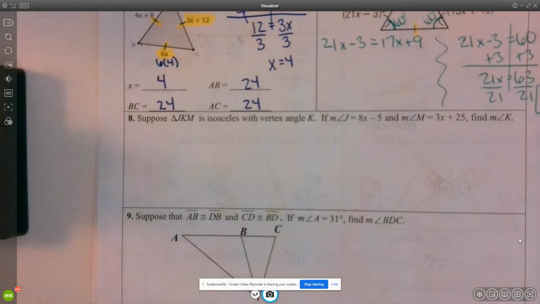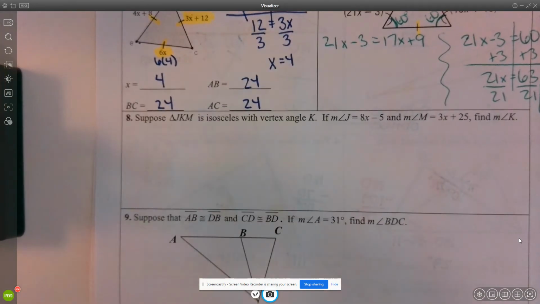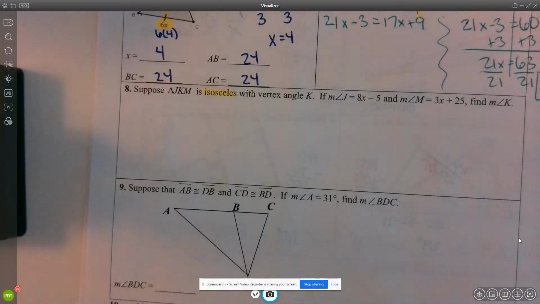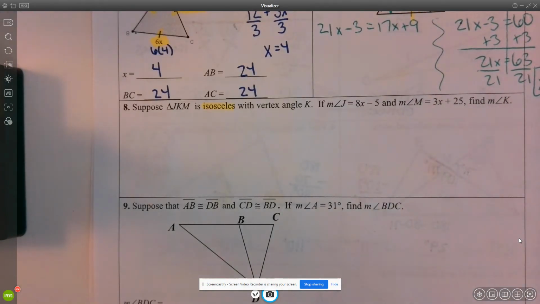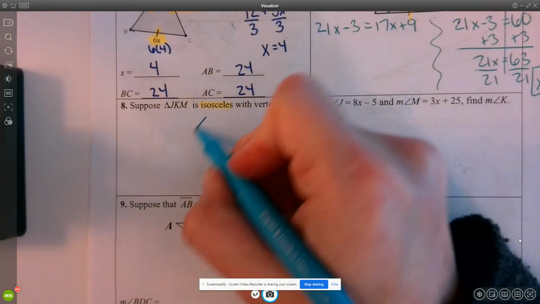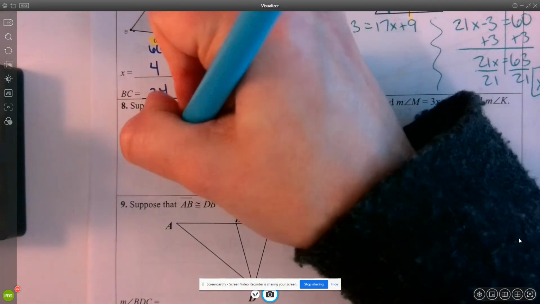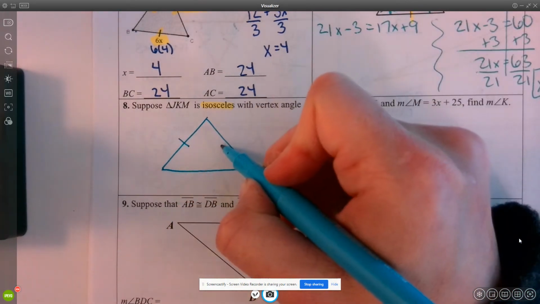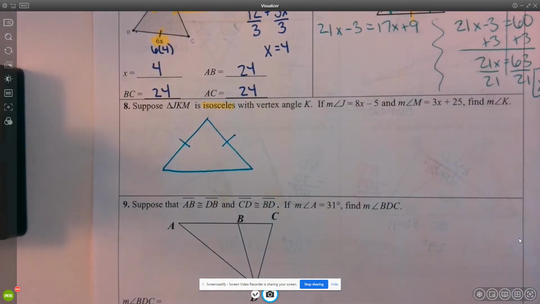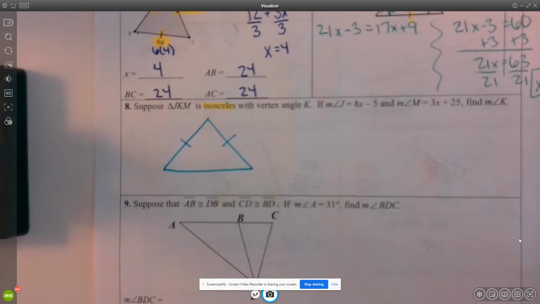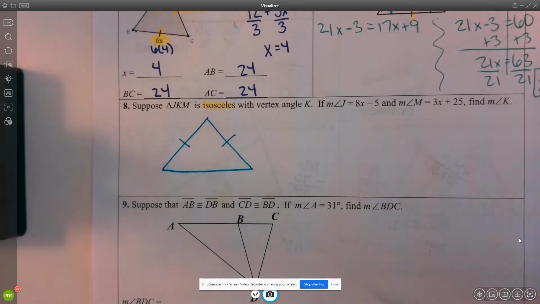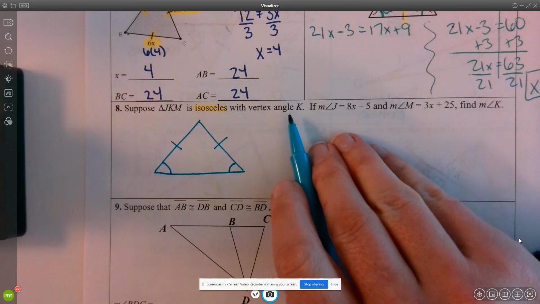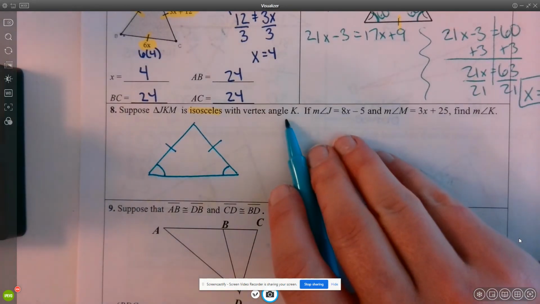Number 8, suppose triangle JKM is isosceles with vertex angle K. Let's go ahead and draw a picture of this particular triangle. I'm going to draw an isosceles triangle. So I'm going to let these 2 sides of my isosceles triangle be the legs that are congruent, which means these 2 angles are my congruent base angles. Now, angle K is the vertex angle.